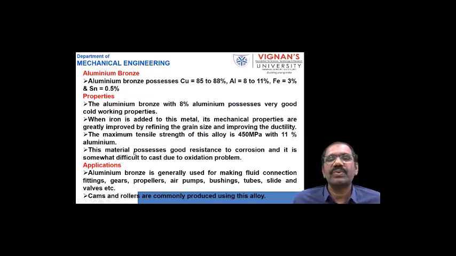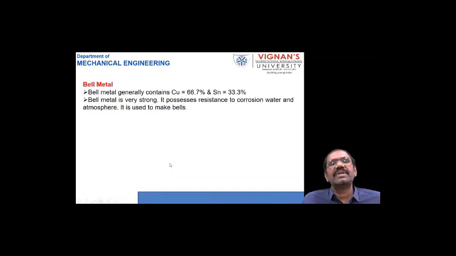This material possesses good resistance to corrosion, and it is somewhat difficult to cast due to oxidation problems. Applications: it is generally used for making fluid connections, fittings, gears, propellers, air pumps, bushings, tubes, slides and valves, cams, rollers, which are commonly made with aluminum bronze.